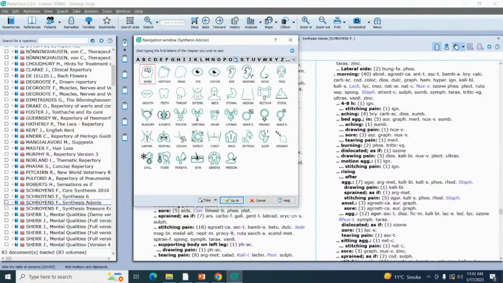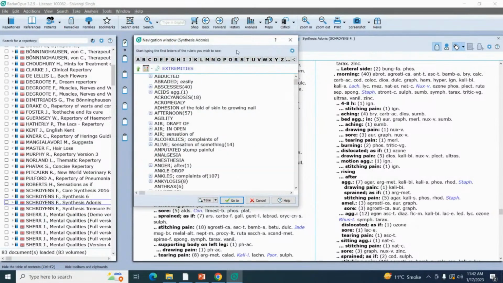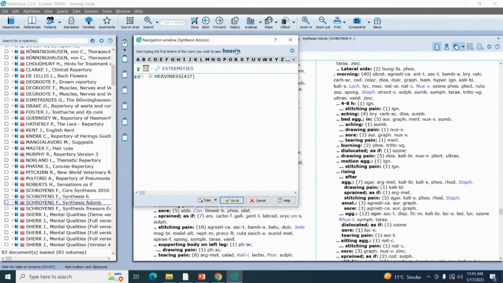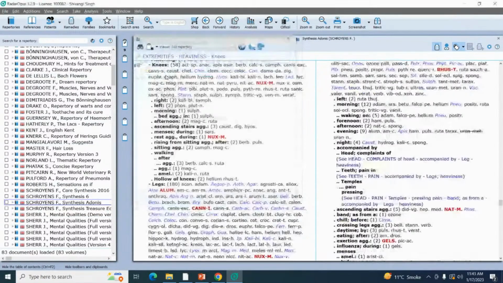The next symptom of my patient is heaviness in the knee joint. So I'm going to the extremities chapter. Write down here heaviness, knees. Now I'm going to add this rubric in my clipboard with the help of my third method, that is this method. Take the current rubric icon. If you click on this icon, your rubric is added to the clipboard.